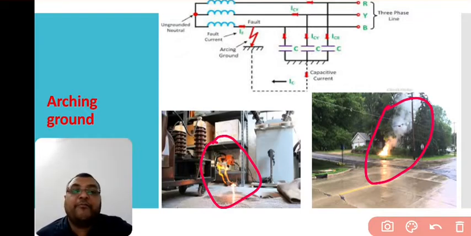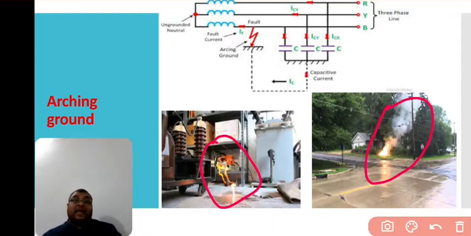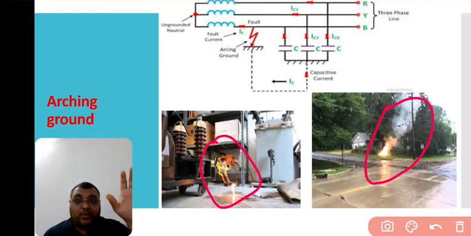Now, first of all, if you want to consider the definition of arcing ground: the arcing ground is the surge which is produced if the neutral is not connected to the earth.